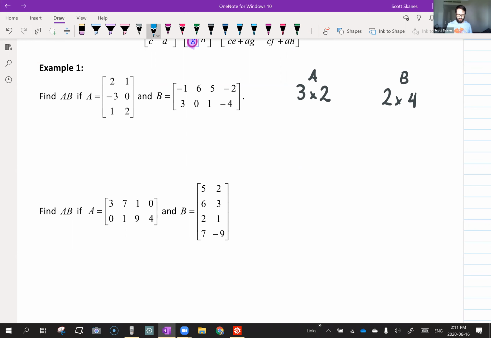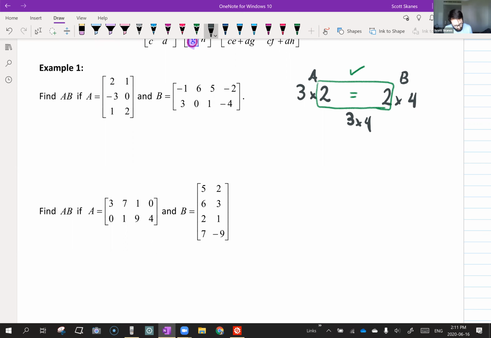Can I multiply these? Am I allowed to multiply them? Will it work? Yes or no? It should be a very simple case of if I can or not. Al-Sadegh says, yes, I agree, because the 2 and the 2, they're equal. So we're allowed to multiply them. The final matrix will be a 3 by 4.